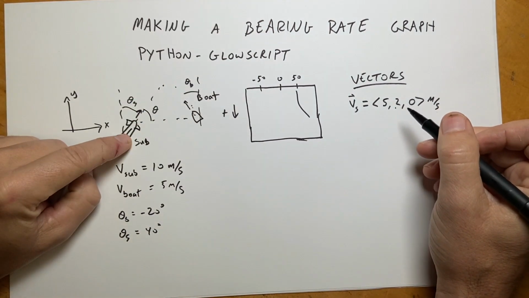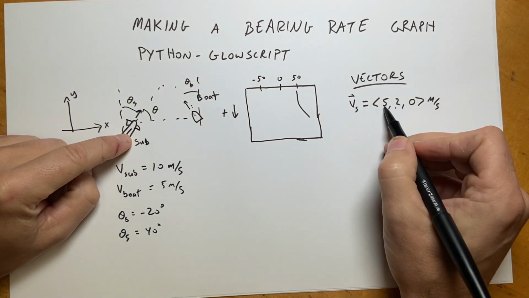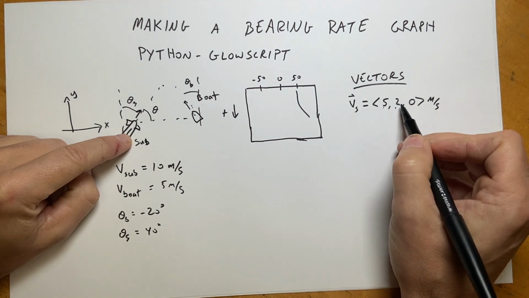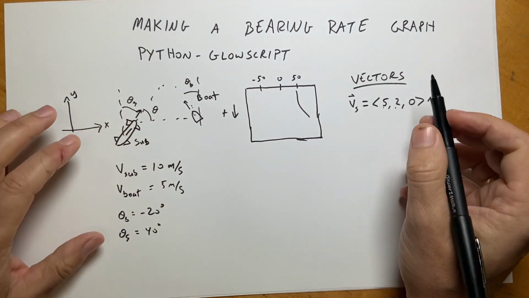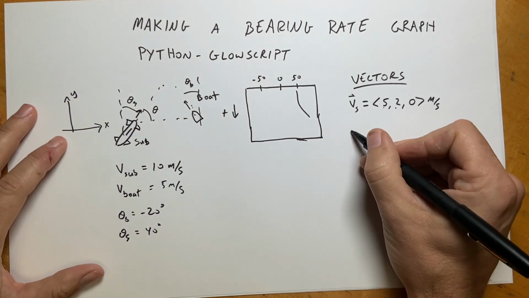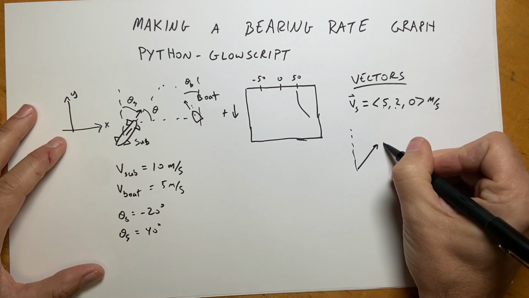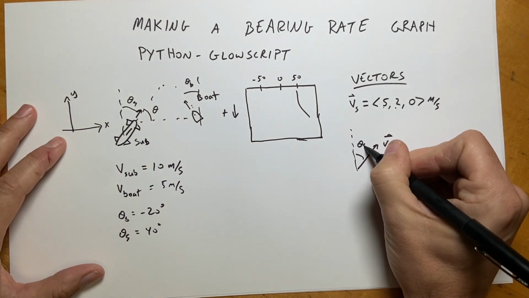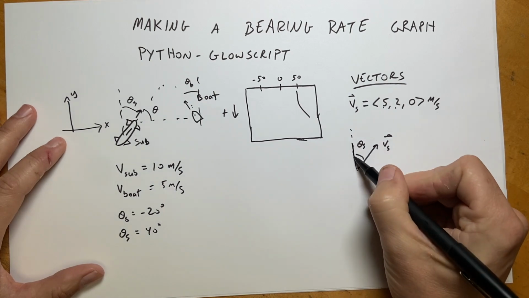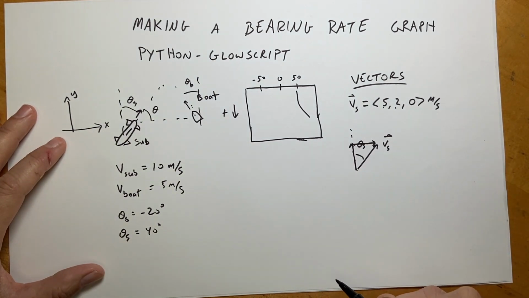So I'm going to first need to get these values, these x and y components, from the magnitude of the velocity and the angle. So let's just redraw this. Let's say here's my angle theta s, and here is vs. It's the velocity vector of the sub, and here's theta s. Well, the y component right here and the x component right there make a right triangle.